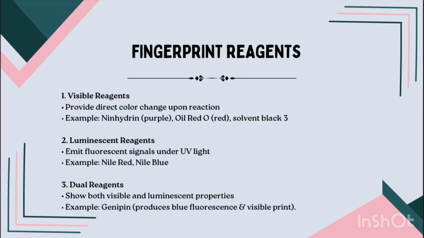There are three regions for fingerprint. Firstly, there are visible regions, which provide direct color change upon reaction. For example, ninhydrin, as mentioned before, turns fingerprints purple. Oil Red O turns fingerprints red, and Solvent Black 3. Secondly, there are luminescent regions, which emit fluorescent signals under UV light, for example, Nile red and Nile blue. And lastly, there are dual regions, which show both visible and luminescent properties. For example, genipin produces blue fluorescence and a visible print.